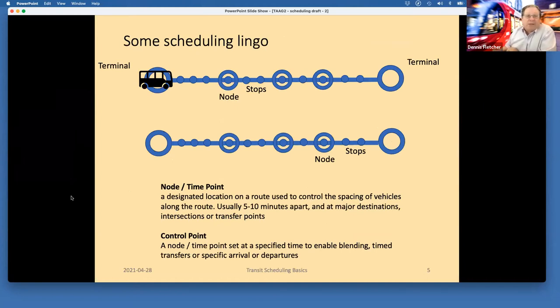Okay, let's spend a couple minutes on some terms that are key to the process and to my discussion. For schedulers, a route is made up of a series of nodes, key points along the route where times are established and checked. Usually these nodes are about 5 to 10 minutes apart, and they're located at key intersections, transfers, turns, major destinations, and terminals. Some schedulers will refer to some nodes as control points, or nodes where a specific time is set. These are used to establish timed transfers or key destination points.